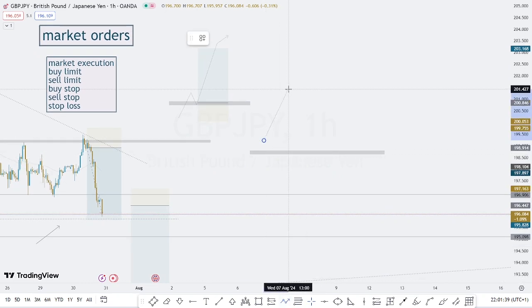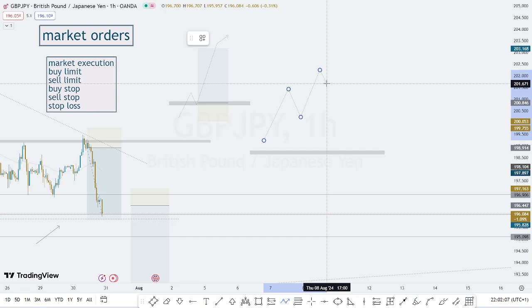As you can see, the market is here now. It's currently above, and I want to buy this market. I cannot just buy it from here because in forex trading we buy low and we sell high. You understand? In every market, even in the physical market, you cannot buy high and sell low. It's not possible. You have to buy low and sell high.